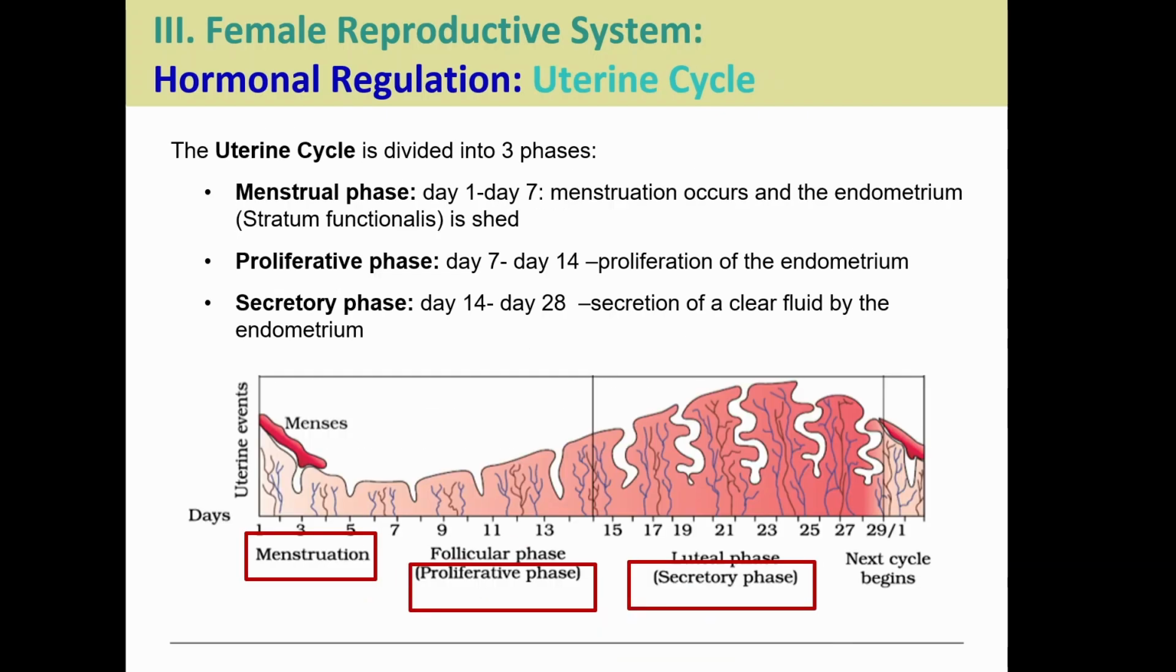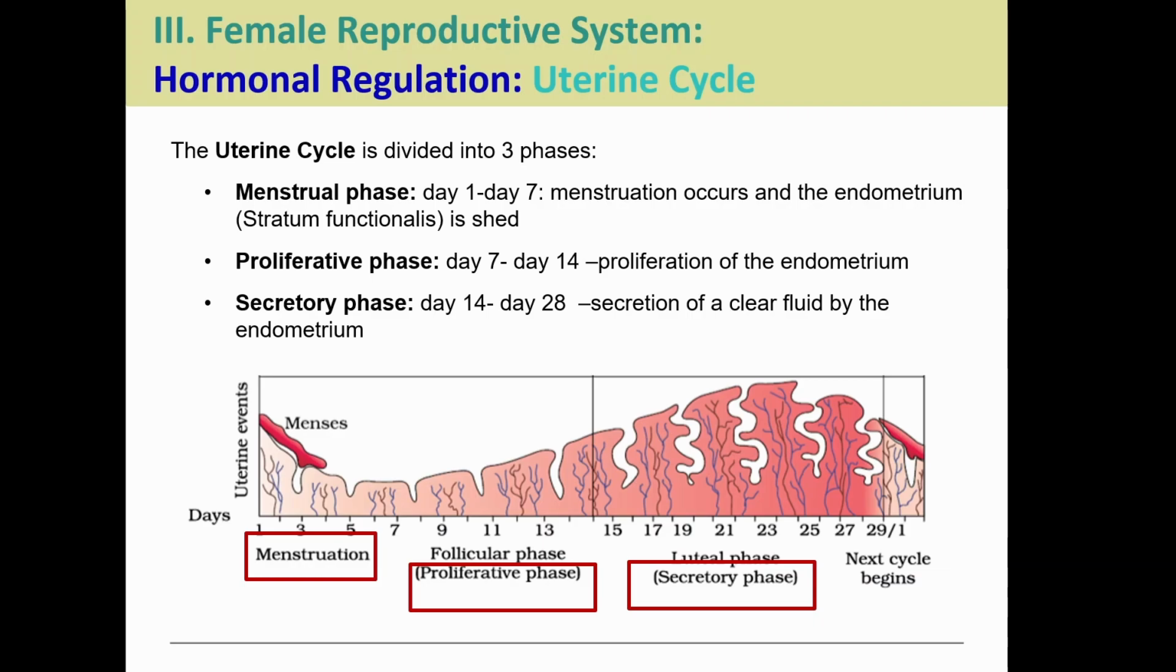When we look at the uterine cycle, we have the menstrual phase, the proliferative phase, and the secretory phase, and they follow very similar structures. So the menstrual phase is going to be about the first week. This is when the person is menstruating, they're on their period, where the endometrial layer is shedding and breaking down and exiting out.